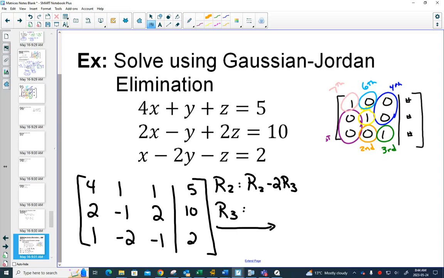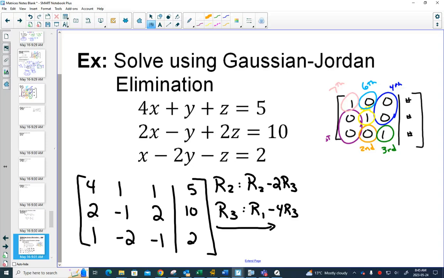And for row 3, I could take row 1 minus 4 row 3s, and that would make this a 0 here. So you're allowed to do any multiplication, adding and subtracting of any rows. Our first goal is to get these as zeros.